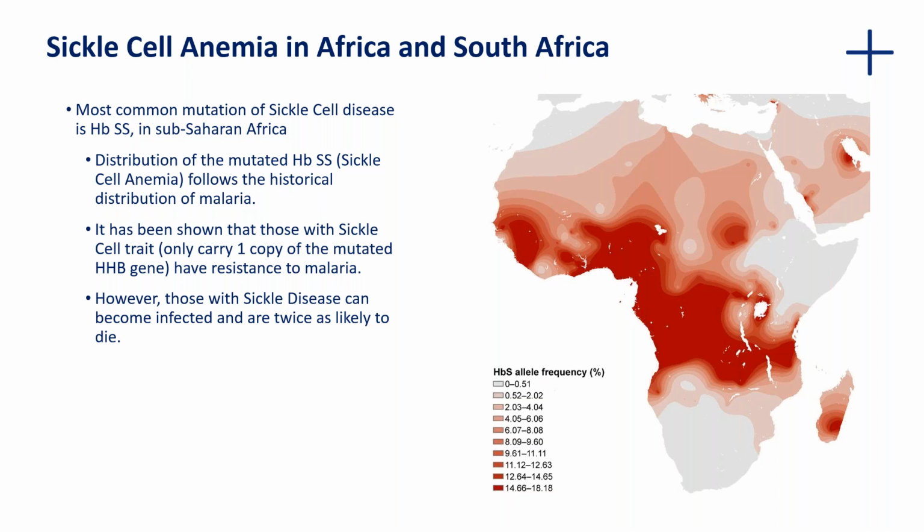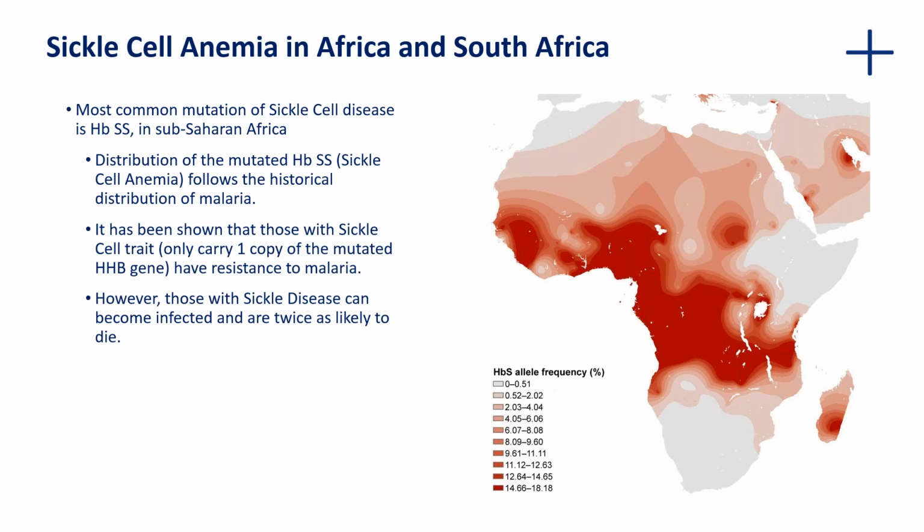So looking at sickle cell anemia in Africa and South Africa, the most common mutation of sickle cell disease is HBSS in sub-Saharan Africa, as we have said, and the distribution of the mutated HBSS sickle cell anemia gene follows the historical distribution of malaria throughout the continent. It has been shown that those with the sickle cell trait, the ones who only carry one copy of the mutated hemoglobin gene, have resistance to malaria.